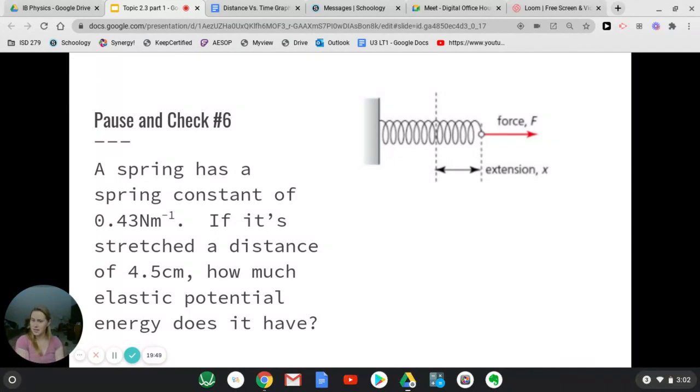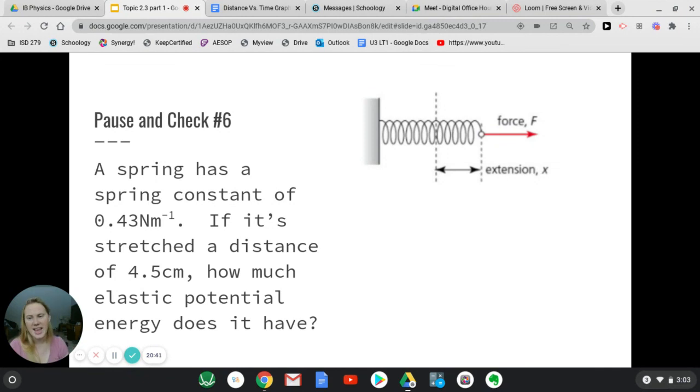So the spring constant of this spring is 0.43 Newton meters, and if it's stretched to a distance of 4.5 meters, how much elastic potential energy does it have? Well, we have X and we have K, so let's do it. 0.5 times 0.43 times 4.5 times 4.5, 4.35 joules of elastic potential energy. Oh, except that was in centimeters. Whoops. My bad. 0.43 times 0.5 times 0.045 times 0.045, we're talking about 4.3 times 10 to the negative 4 joules. Not a lot.